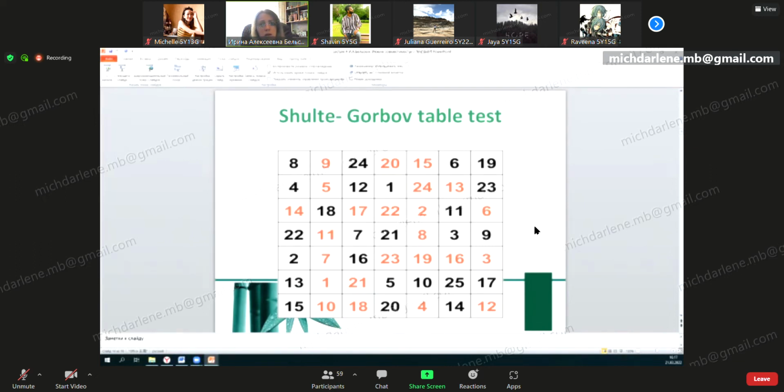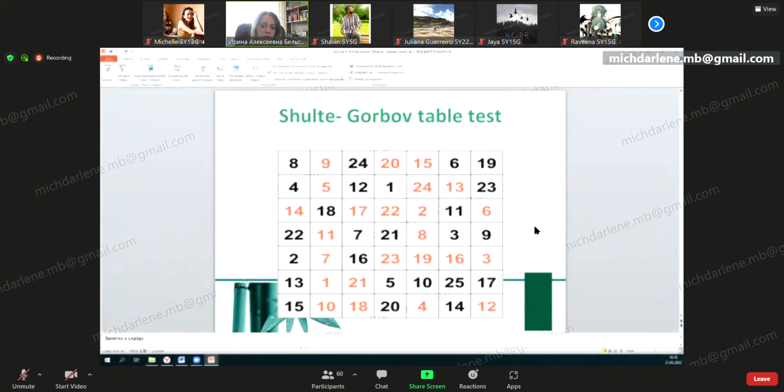Shelter-Gorbov test, or another name, Platonov Shelter test. There may be a specific difference between the Shelter-Gorbov and Platonov Shelter tests, but it's better to learn about the Shelter-Gorbov test because it's more useful and simpler, and at the same time a very informative test, yes? So, the Shelter-Gorbov test. This test is designed for examining the patient's ability to switch over his attention. A very specific test, only for switching over of attention.